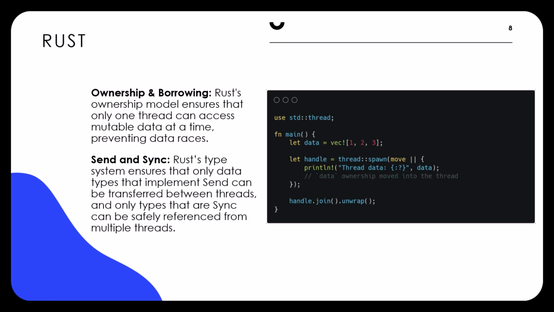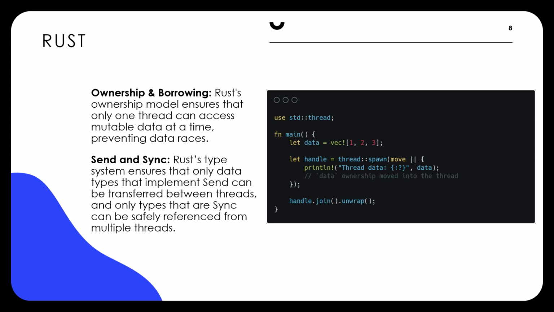Rust brings its ownership model into concurrency as well. By default, only one thread can access mutable data at a time, which eliminates data races. Rust's type system includes Send and Sync traits that ensure only thread-safe data can be shared across threads, making concurrent programming much safer.